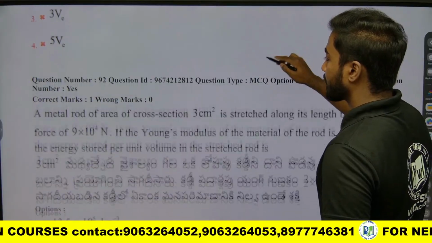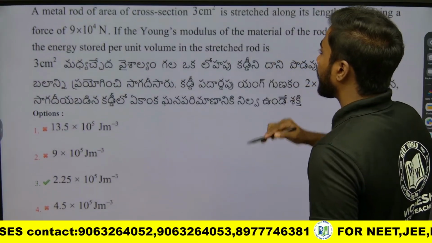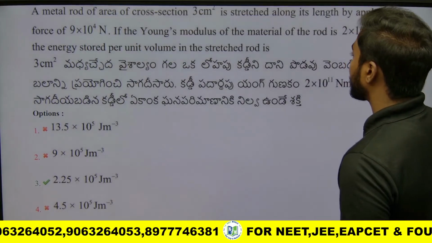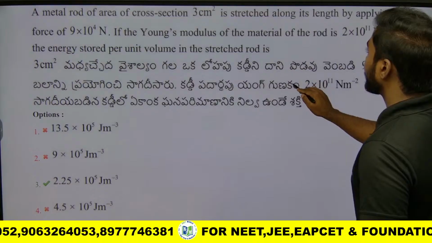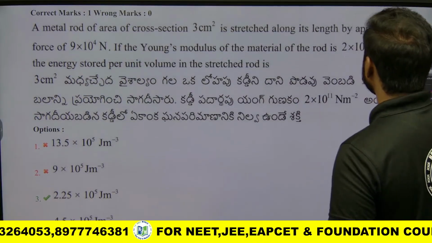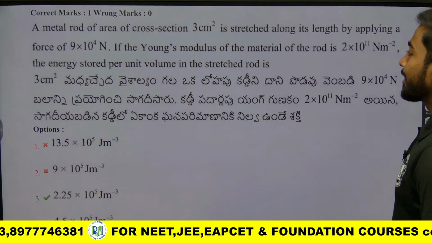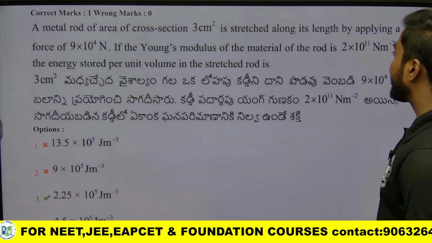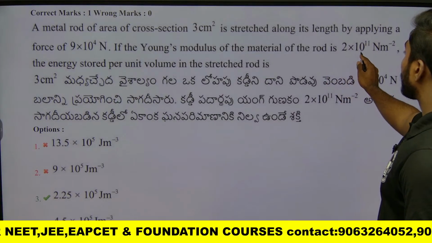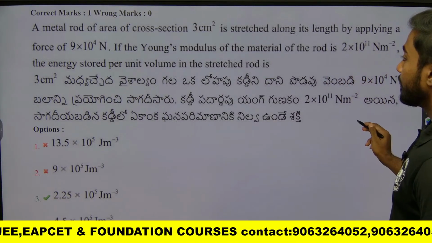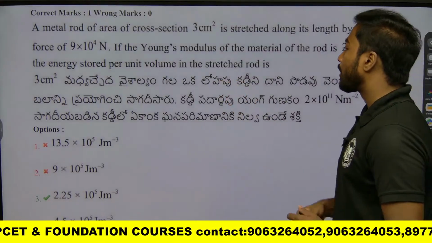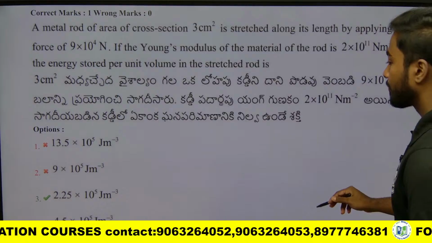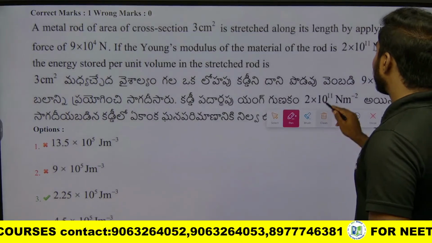What is the next question given? Yes, a metal rod of area of cross section 3 centimeter square is stretched along its length by applying a force 9 into 10 power 4 Newton. If the Young's modulus of the material is 2 into 10 power 11 Newton per meter square, the energy stored per unit volume in the stretched rod is. Okay. Look at this question once and write the given terms first.